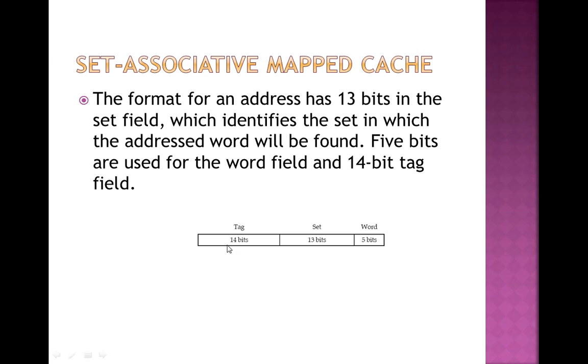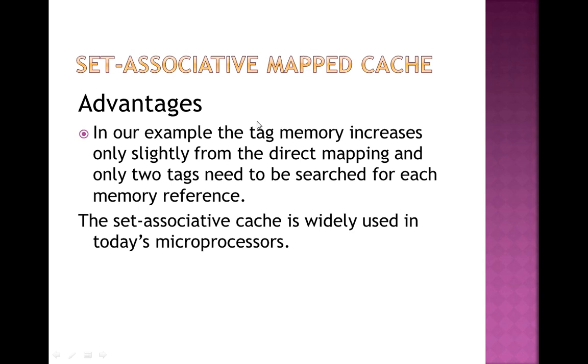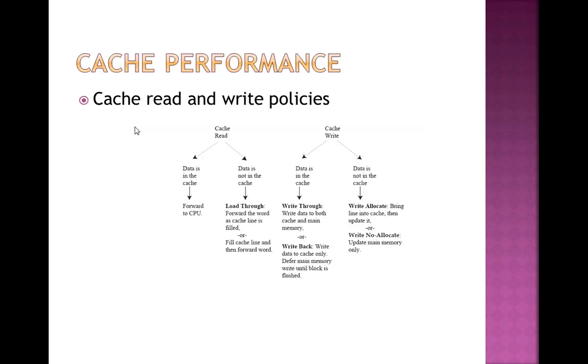We have discussed the fields: the tag takes 14 bits in set associative, the set takes 13 bits and the word takes 5 bits. This is your syntax for set associative mapping. And we have also discussed the advantages and disadvantages of set associative mapping. The main advantage is that it is widely used in today's microprocessors. Why? Because it is one of the most important techniques, as it combines all the features of associative as well as direct mapping.